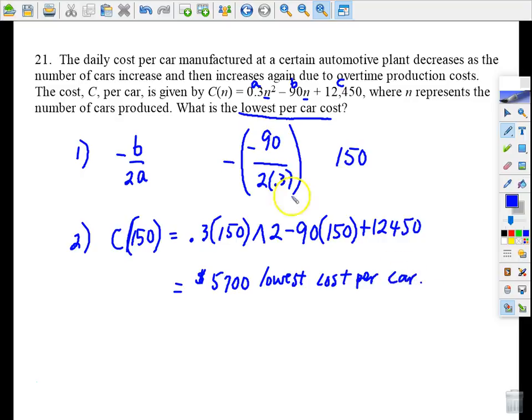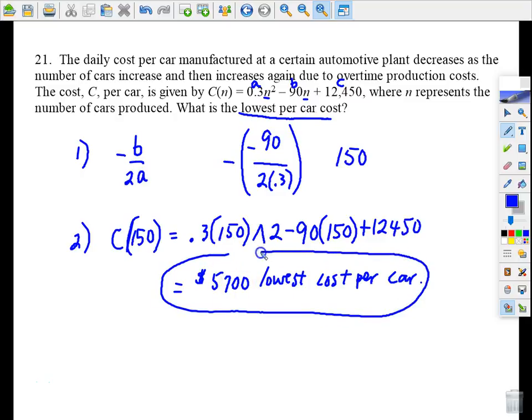I hope that looks familiar, because we just did the same thing that we did back in chapter 5 when we graphed quadratic functions. This is how we found the vertex. If you can remember how to find the vertex using the opposite of b over 2a, and then turn right around and plug that number back into your function, you get the final answer for this question.